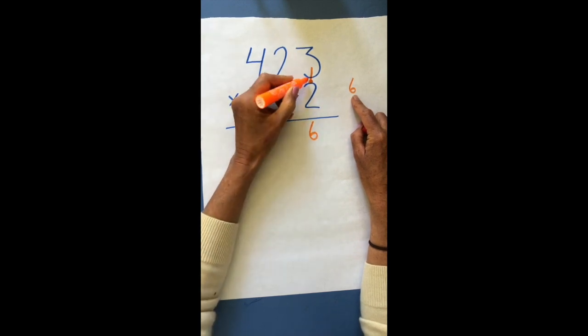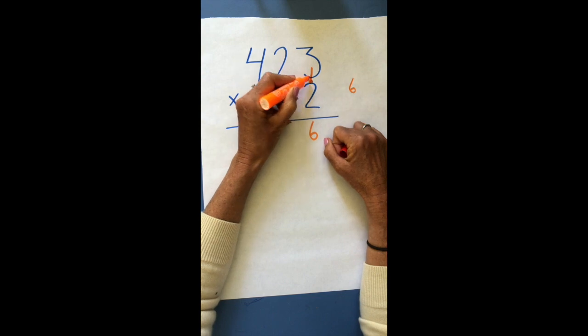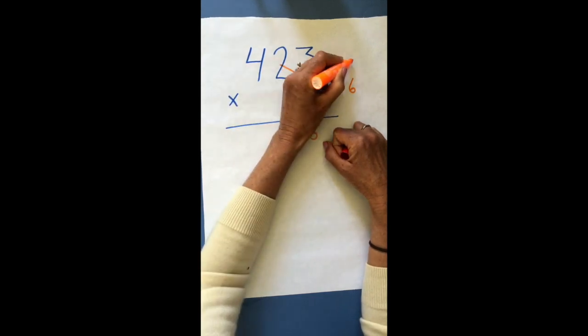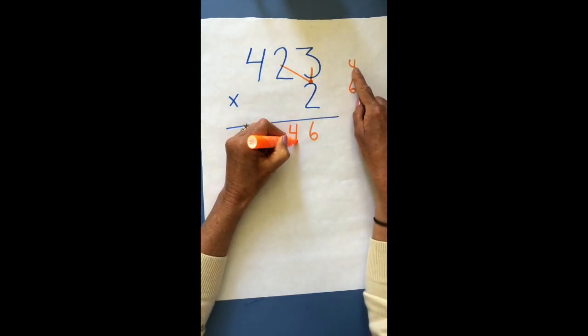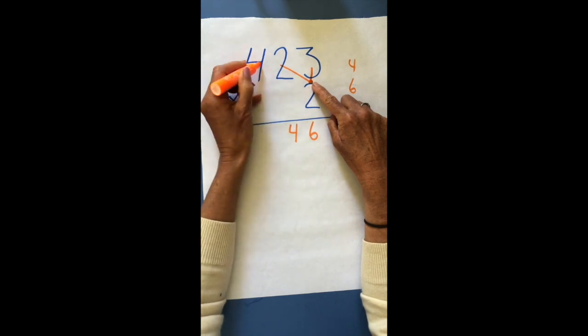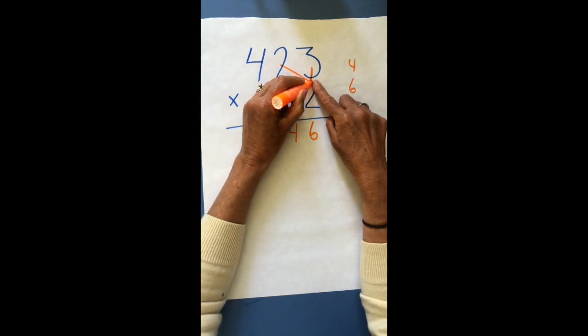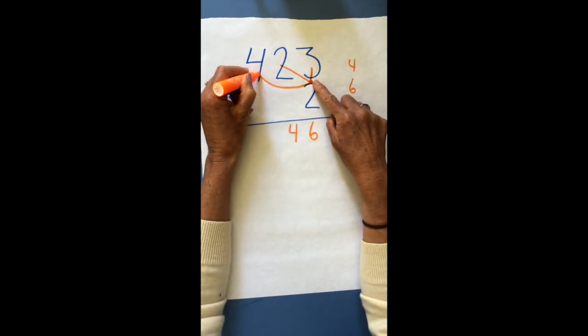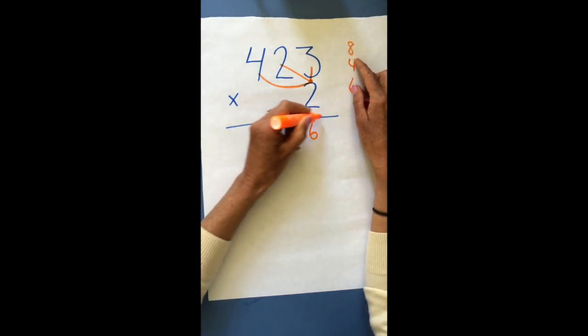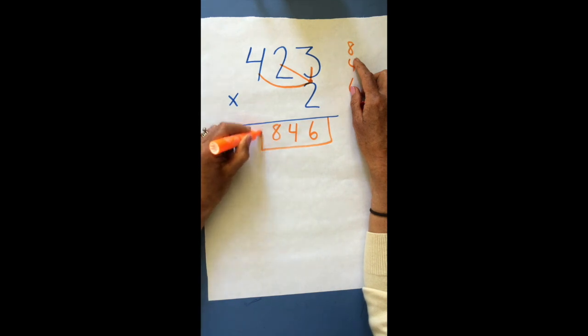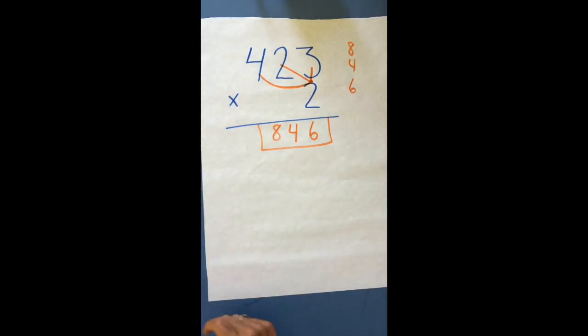Okay, so now I'm going to go to the tens house. So I start at the dot and I say 2 times 2, that's 4. Since it's only 1 digit, I bring it down. Now I'm going to go to the last number right here. I start at the dot, and then I go 2 times 4 is 8. Again, it's 1 digit, so I bring it down. So this is the answer to my first problem, 846.